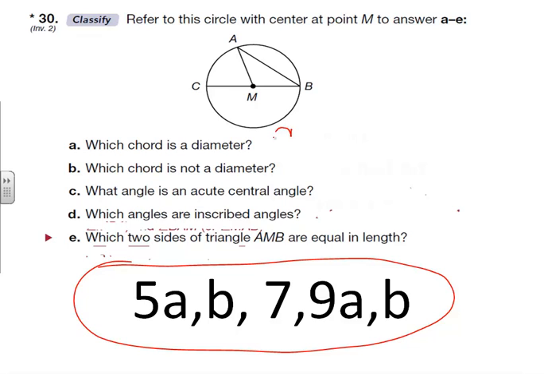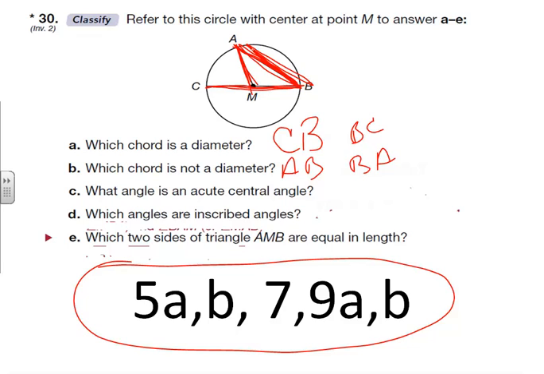That's going to be CB. It's this chord right here. Diameter goes all the way across, or BC. Which chord is not a diameter? It would be this chord here, right? It's going to be AB or BA, because MA, that's a radius. But this definitely is not a diameter.